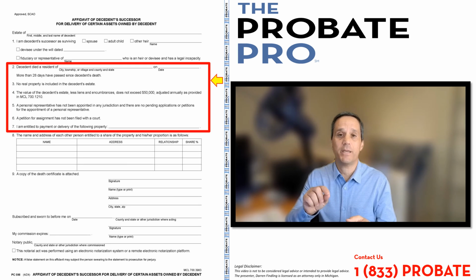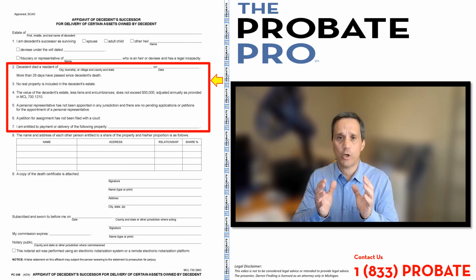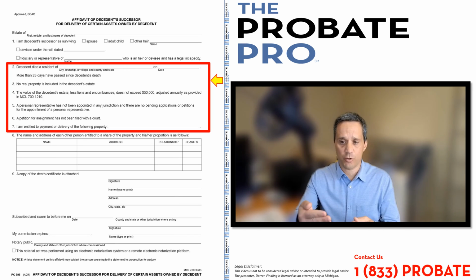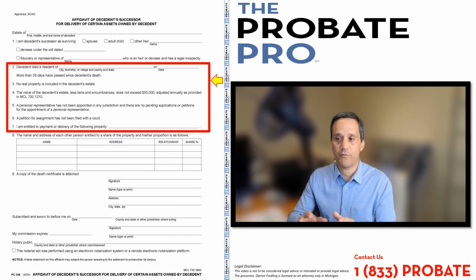Now that amount's going to be adjusted annually as a cost of living adjustment. When this document was created, the amount is $50,000. So you could go to, for example, a bank, and there's $42,000 in it, and you're the surviving spouse. You can access this money with this form, no need for probate.